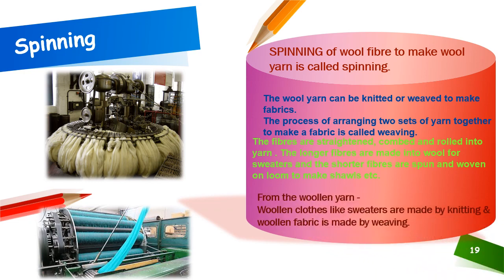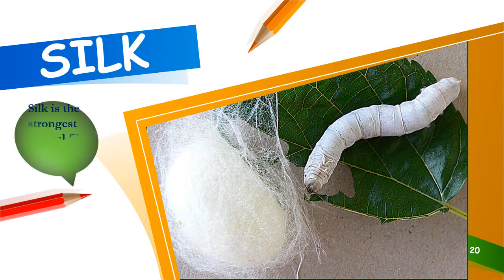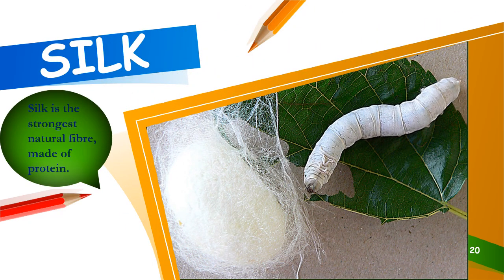From the woolen yarn, woolen cloths like sweaters are made by knitting, and woolen fabric is made by weaving. Another animal natural fiber is silk. Silk is the strongest natural fiber made of protein.